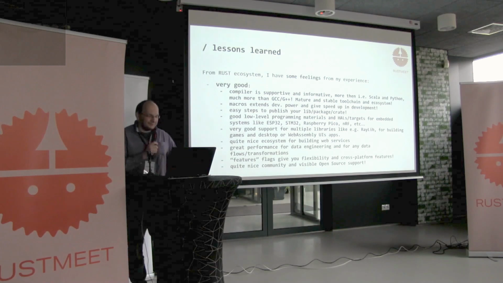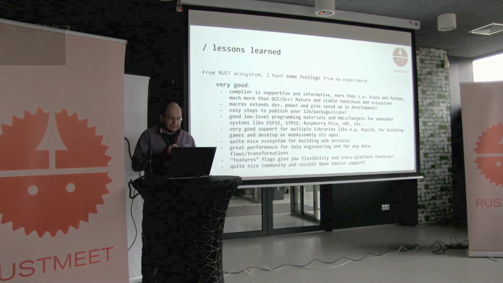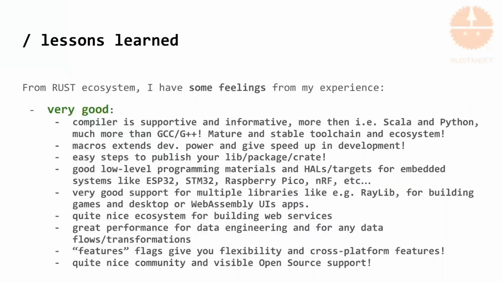So this is maybe a message for our newbies in Rust, because my feeling when I created my own library in Rust is very good. It is a very good ecosystem. I have experience with multiple languages, yeah. So here I can see there is a more supportive and informative compiler, compiling to Scala, Python, of course, to GCC and G++. There is a mature, stable toolchain and ecosystem, I think.